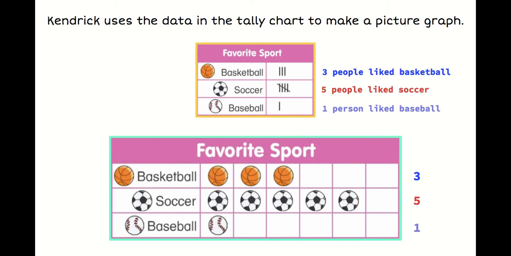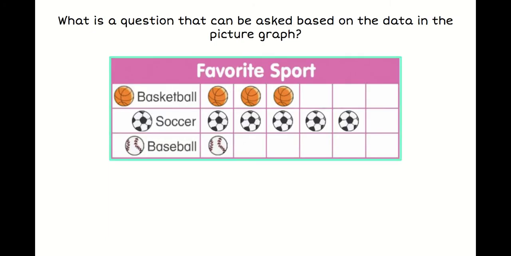This is what I love about tally charts, is it's really easy to read and then change into a new type of graph. So the tally chart tells us the same information as a picture graph, they just look a little bit differently. Here we have tally marks, here we have pictures. So we have 3 for basketball, 5 for soccer, and 1 for baseball, which matches our tally chart.